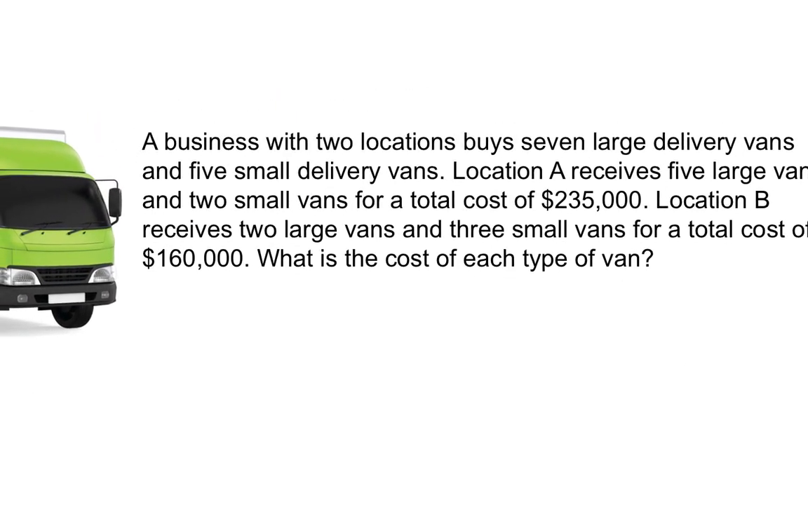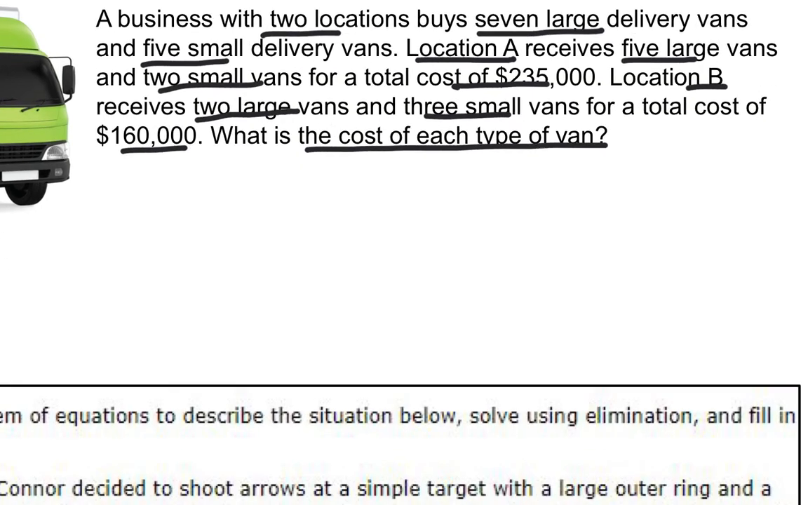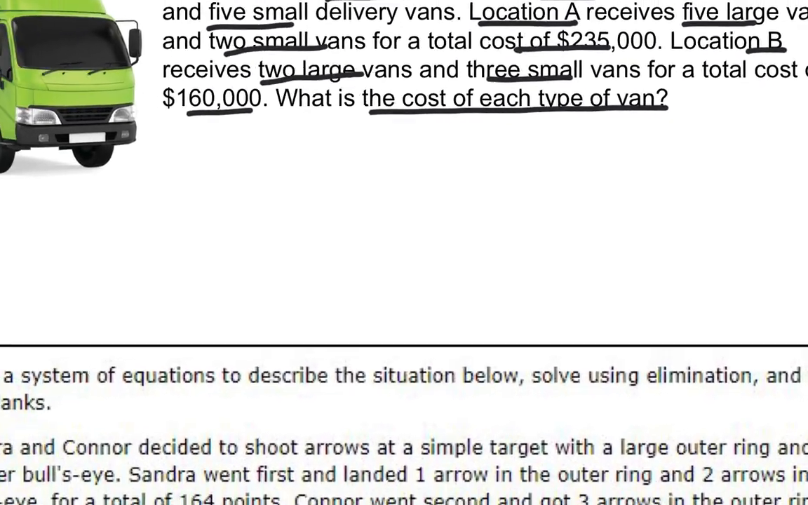Alright, so a business with 2 locations buys 7 large delivery vans and 5 small. Location A receives 5 large and 2 small for this amount of money. Location B is 2 large and 3 small for this amount. What is the cost of each type of van? So that's our unknown, the cost of the vans.